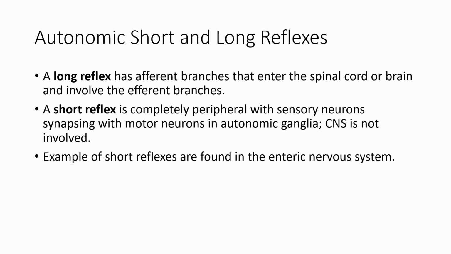Now with a long reflex, the afferent branches are going to enter the spinal cord or brain and then involve the efferent branches. Versus a short reflex, where we're not even going to use the central nervous system. So with a long reflex, we do use the central nervous system because we are going into the spinal cord or the brain and then exiting back out. The short reflex is just sensory neurons synapsing with the motor neurons inside of an autonomic ganglia. No spinal cord, no brain involved. When we're looking at short reflexes, we're looking at the enteric nervous system, which we think of as GI, the abdominal region, digestion.